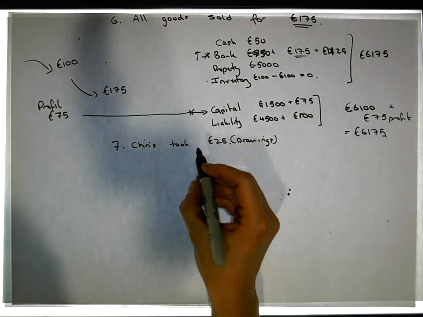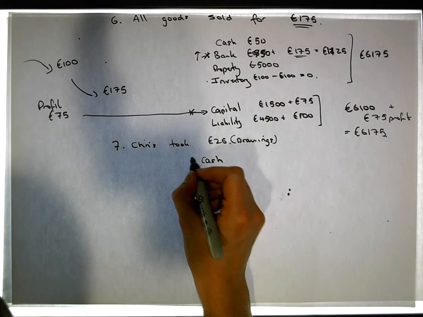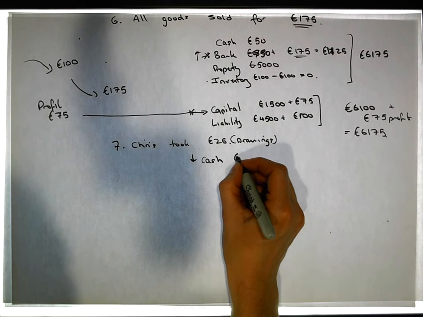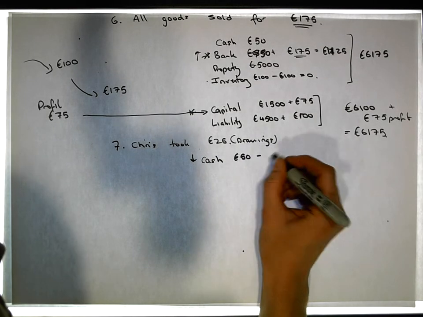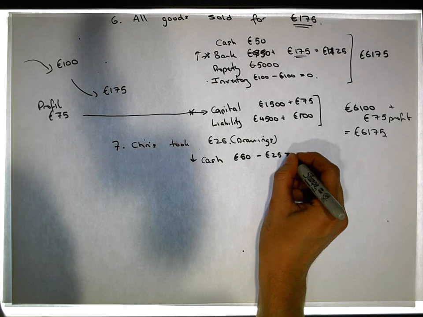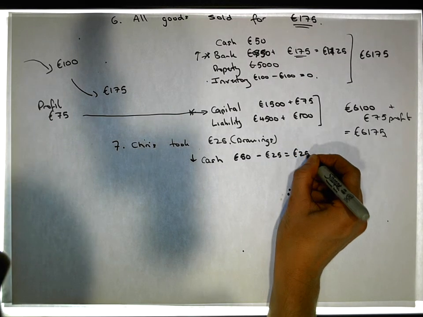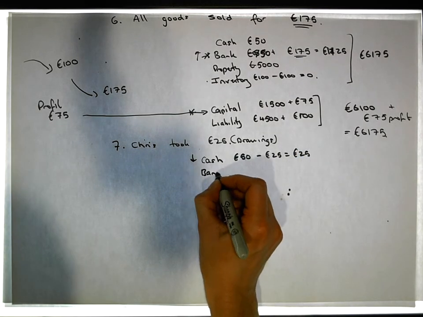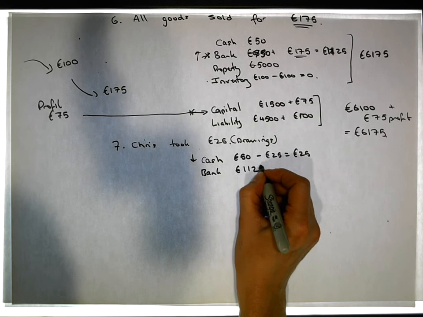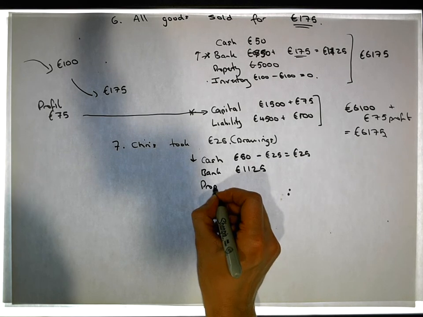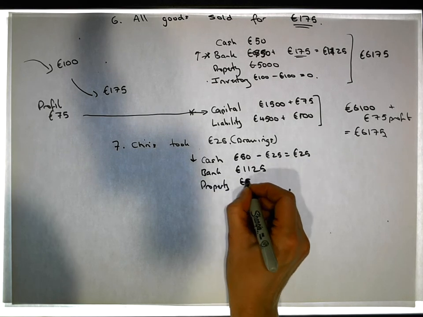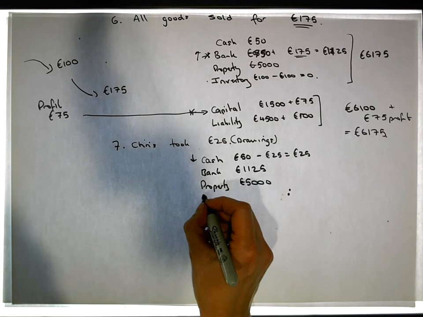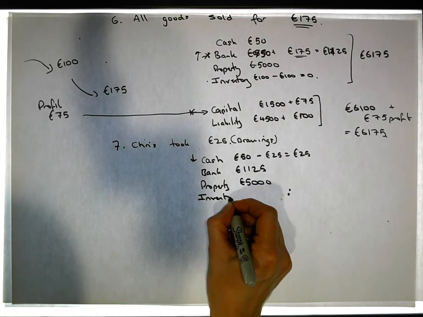Our cash will be impacted. Our cash will reduce. So we'll have €50 and that will reduce by the 25. Our bank won't be impacted. We still have our 1125. Our property won't be impacted. We still have the £5,000. And inventory is still sitting at zero.